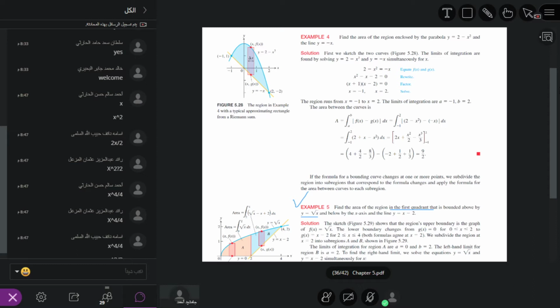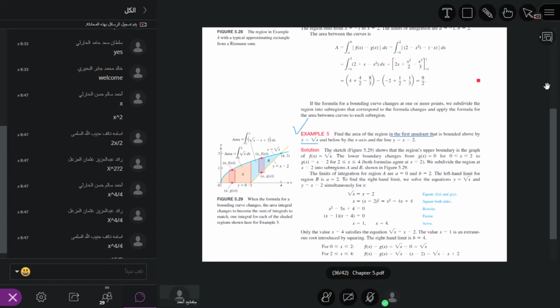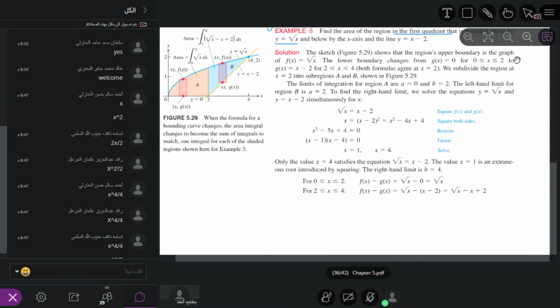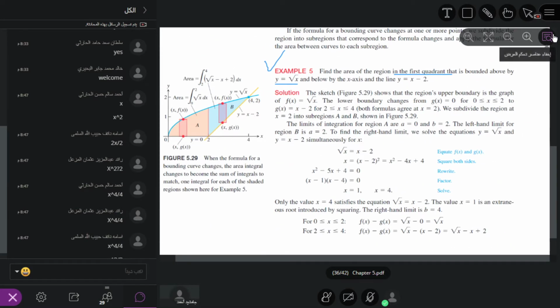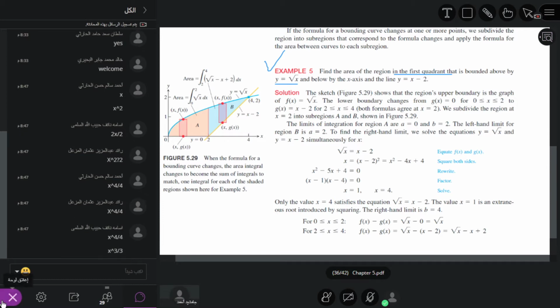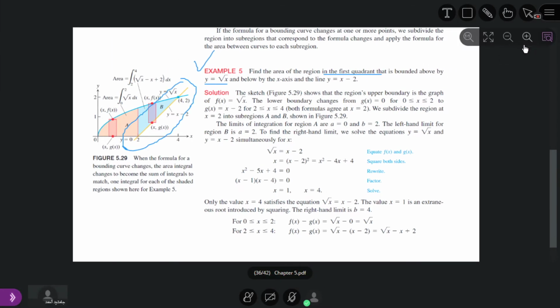It means it's open on the right side. It is a parabola which opens on the right side. After that, we have the x-axis and the line y is equal to x minus 2. If you see, this yellow line shows x minus 2.